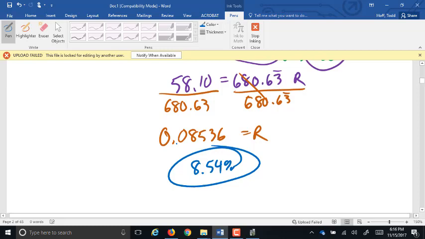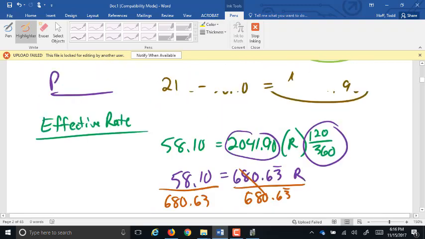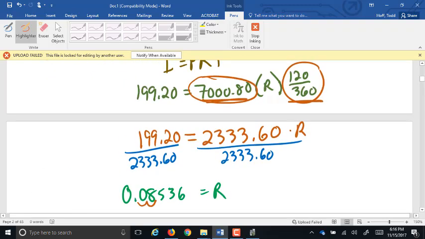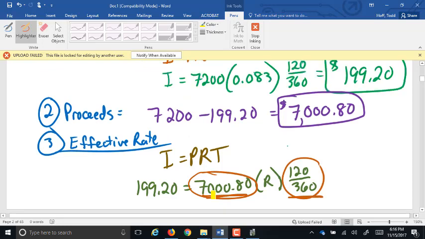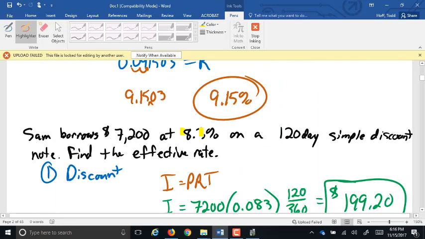Now, do you notice a little bit of a pattern here? That was 8.54. This previous example we did also was 8.54. Why did they come out to be the same? Yeah, it was 8.3%. Both of them was 8.3% for 120 days. The principal doesn't matter. It's the interest rate and the time on a simple discount note that determines the effective rate.